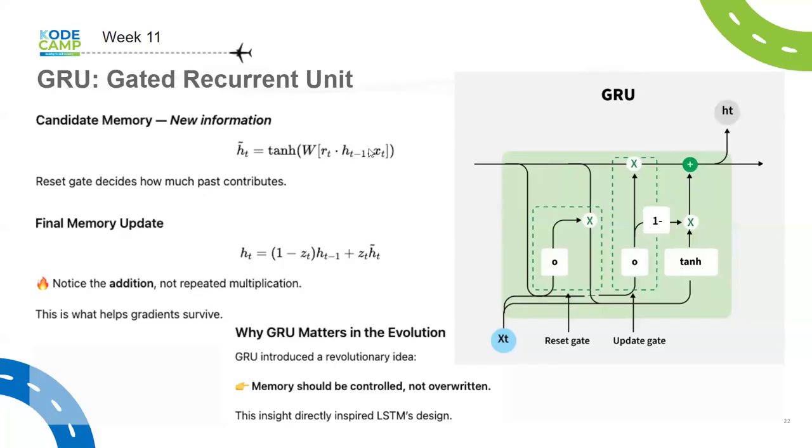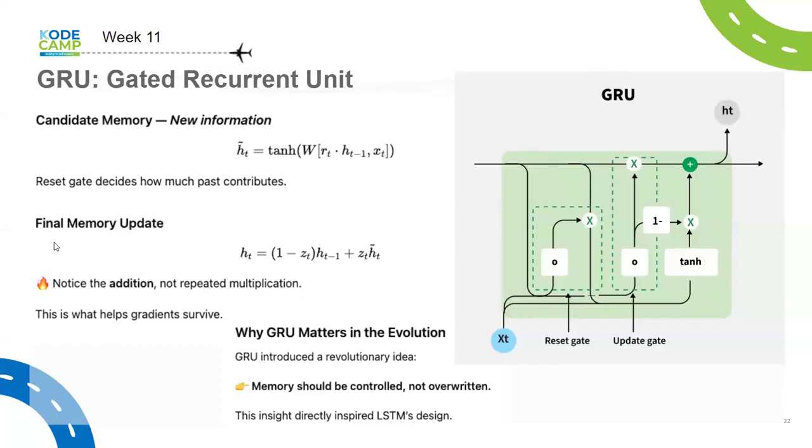So with that, there's a slight difference here. The new candidate memory is how much of the previous memory you want to reset. This is basically the reset gate. How much of it do you want to reset? You use that reset gate and multiply by the previous memory, then concatenate it with the input, multiply by the weight, and you get the new hidden state. So it's a much simpler, more direct calculation for the hidden states. The reset gate decides how much of the past contributes.